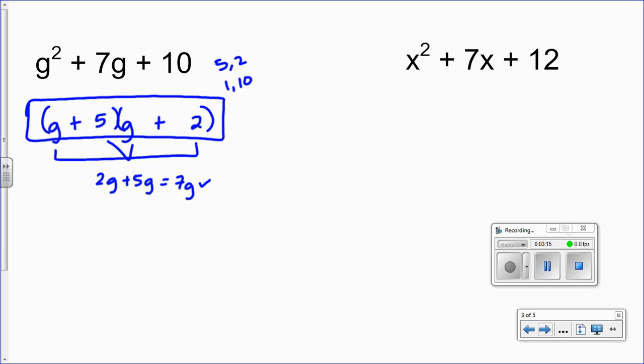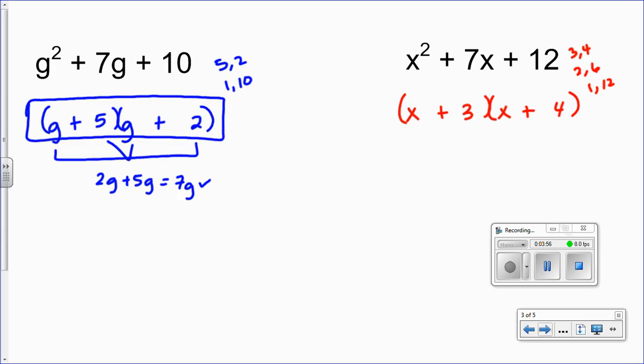All right, I need two parentheses, x and x. To get 12, to multiply to be 12, I know I'm going to use 3 and 4, 2 and 6, 1 and 12, and I can also switch those, so I could do 4 and 3, 6 and 2, 12 and 1. I have a positive 12, so it's going to be two positives or two negatives. Since my middle number is positive, I know I want two positives, and it looks like I'm going to use 3 and 4.